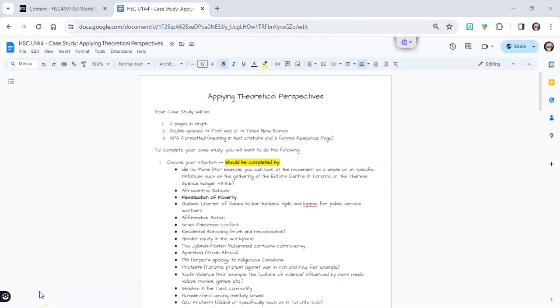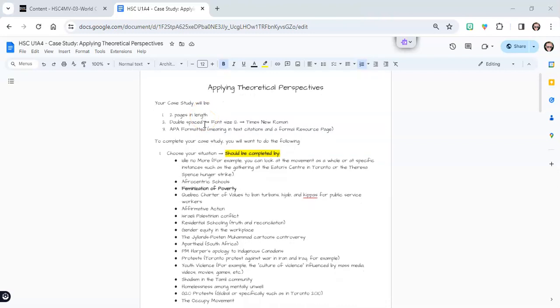Hello again. So, looking at the case study titled Applying Theoretical Perspectives, you should have watched or gone over the content on the different theorists and the different theoretical perspectives. You need to know that information prior to starting this assignment. So, if you haven't done that yet, pause this and go back and view those slides, the content pages, whatever you're comfortable with. But you will be writing a case study.